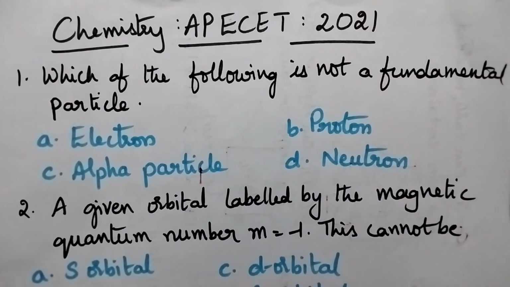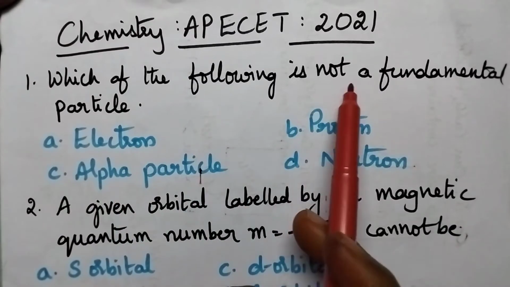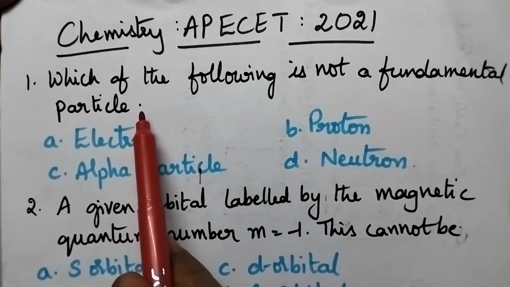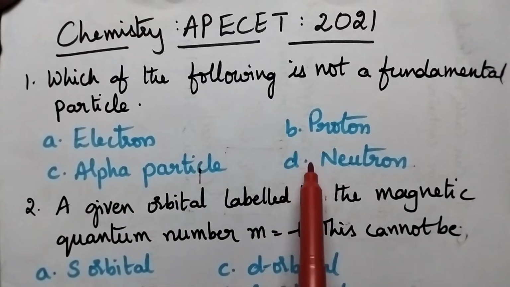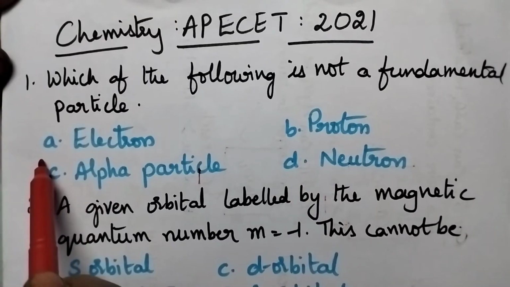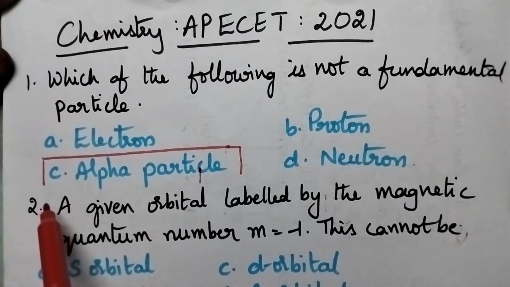In this video, I am going to share AP EAMCET previous question paper 2021 chemistry bits. Which of the following is not a fundamental particle? The three fundamental particles of an atom are electron, proton and neutron. So option C, alpha particle, is not a fundamental particle.